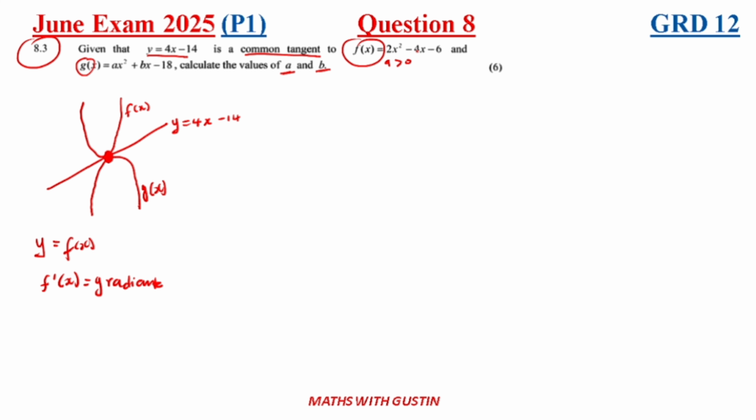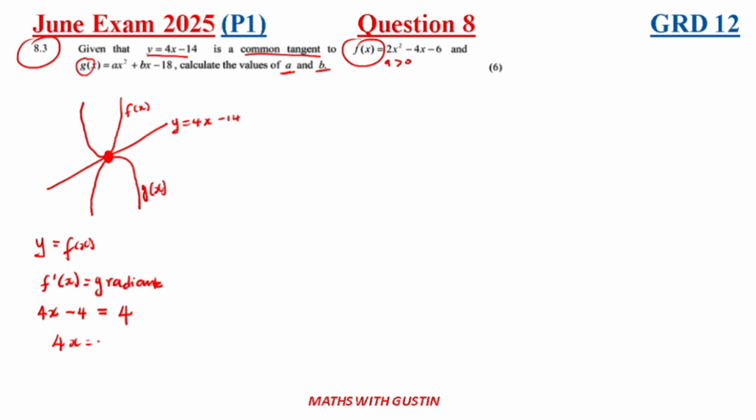So let's find the derivative of f of x. The derivative of f of x, you drop the exponent: 4x minus 4 should be equal to the derivative of the tangent, which is 4 there. So now let's go ahead and try to find what our x value is.